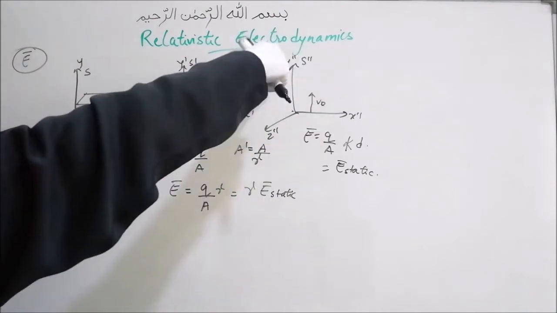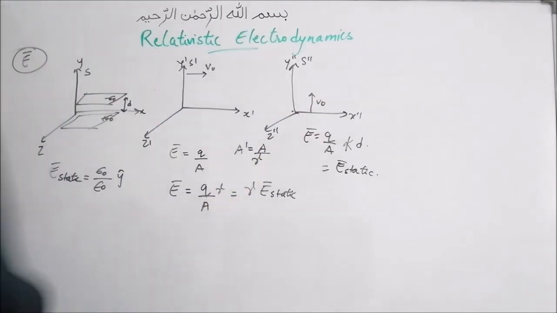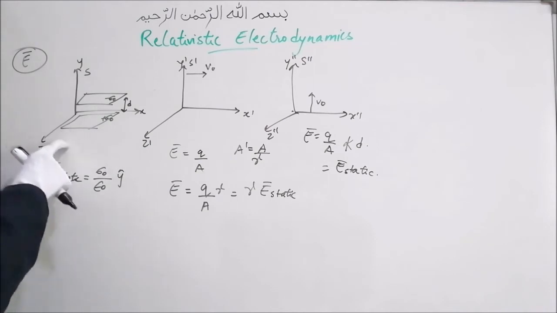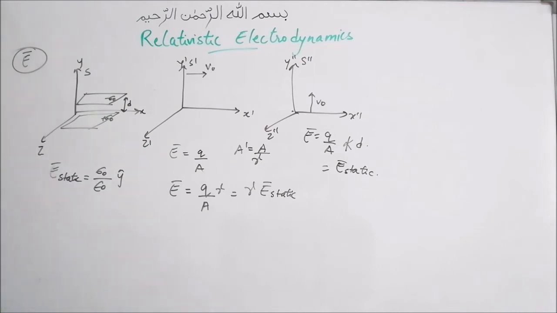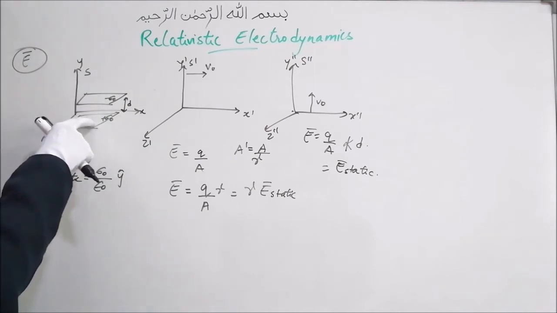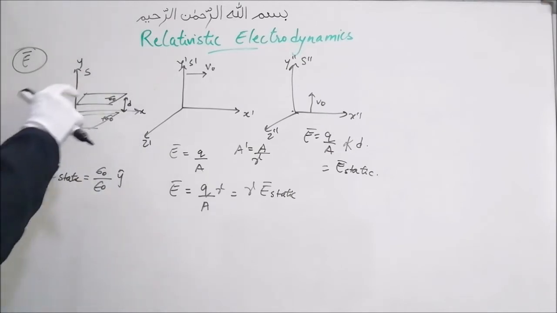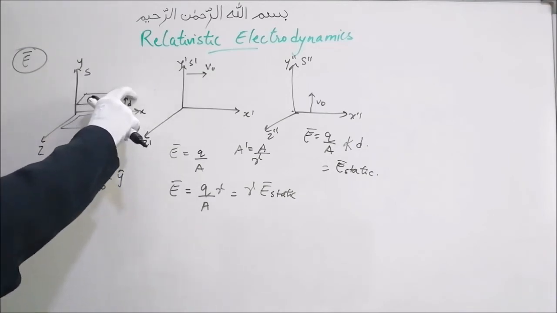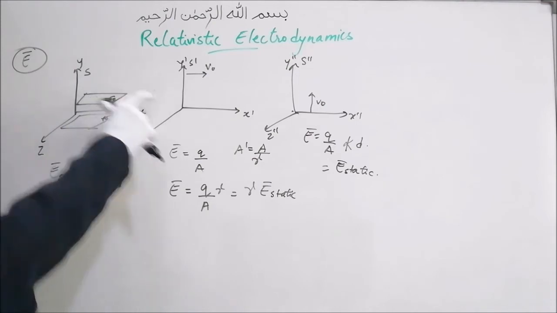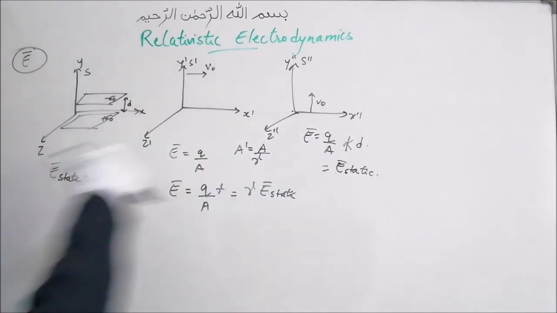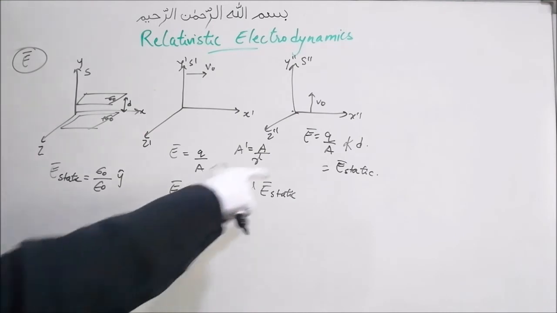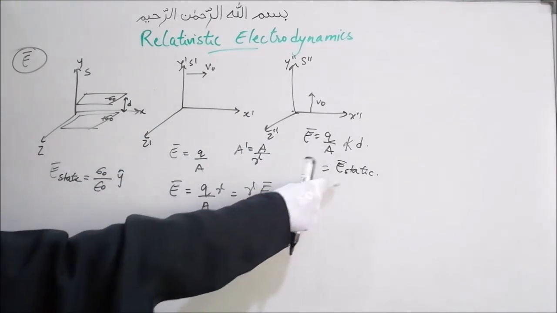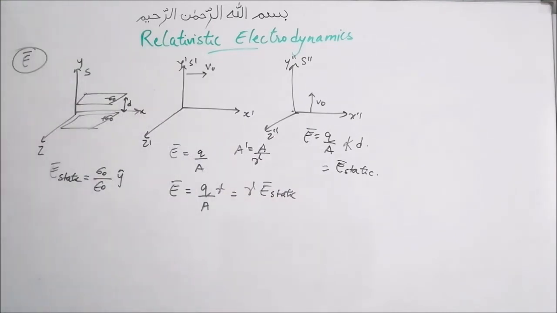And if we consider a frame, double dash, which is moving upwards with some velocity v naught with respect to this rest frame, then the area will not contract, but the distance here will contract. Here the area will not change because dimensions perpendicular to the velocity do not contract. So the distance between the two plates will contract, but our electric field is independent of the distance between the two plates. Therefore, the electric field in this case will be the same as E static.